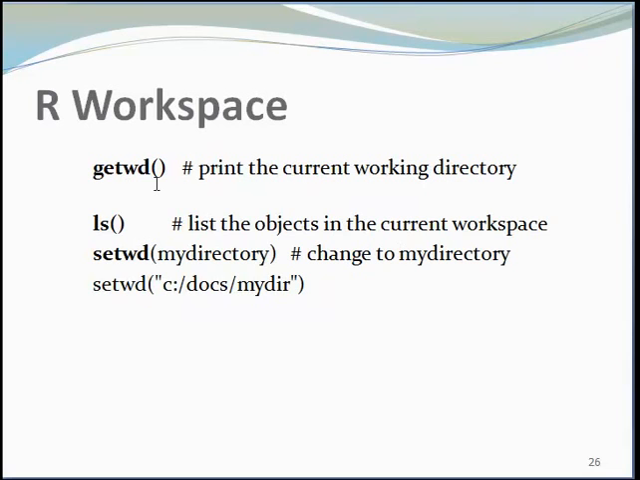Now here are some functions. To print the current working directory, you have to use the command getwd and open bracket. For getting the list of the objects in the current workspace, you have to use the ls function. And to change to my directory, use setwd and in the bracket write your directory path. For example, you can write C:/docs/mydirectory.